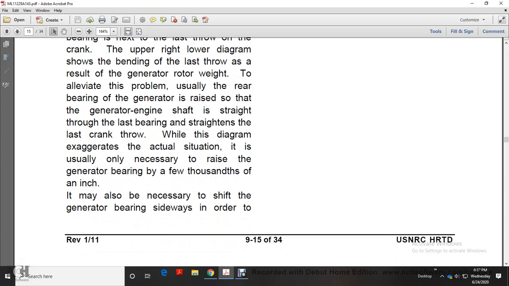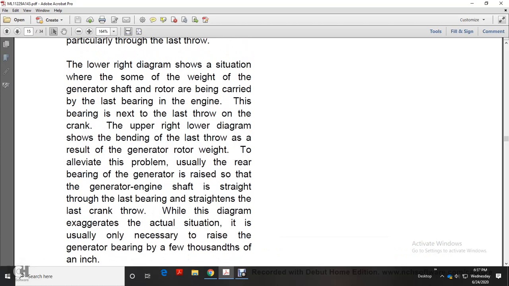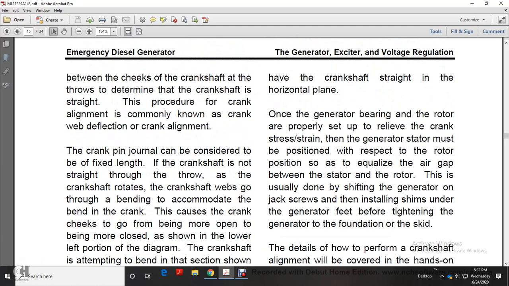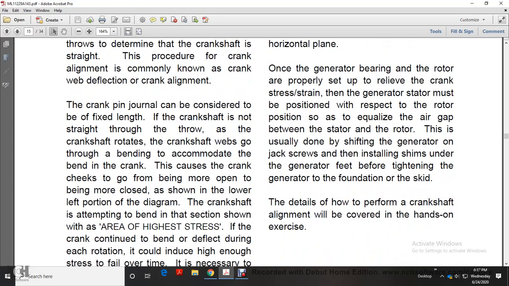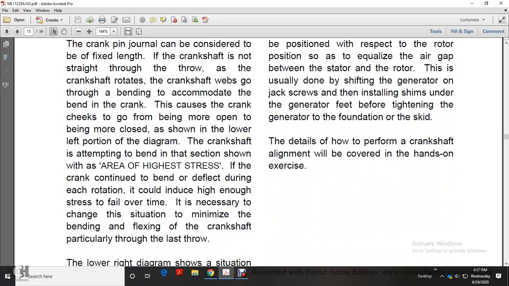It may also be necessary to shift the generator bearing sideways in order to have the crankshaft straight in the horizontal plane. Once the generator bearing and rotor are properly set, with relief of the crank stress and strain, the generator stator must be positioned to equalize the air gap between the stator and the rotor. This is usually done by shifting the generator with the jackscrews. For this, install shims under the generator feet before tightening the generator to the foundation of the skid. Details on how to perform a crankshaft alignment will be covered in the hands-on exercise.